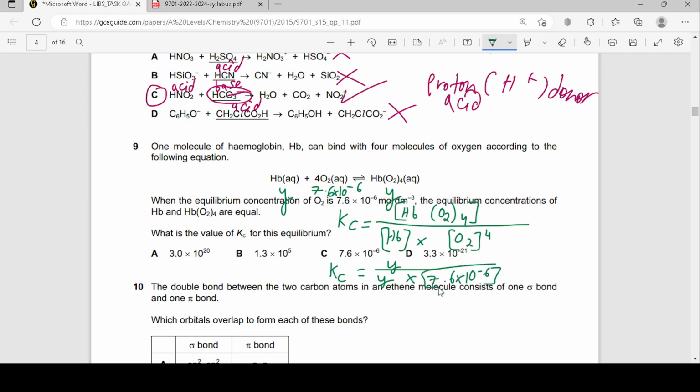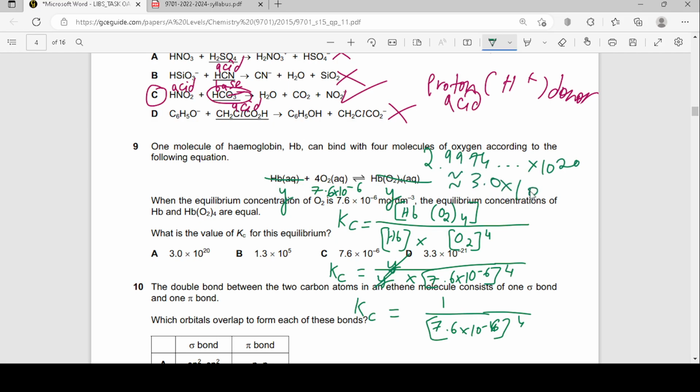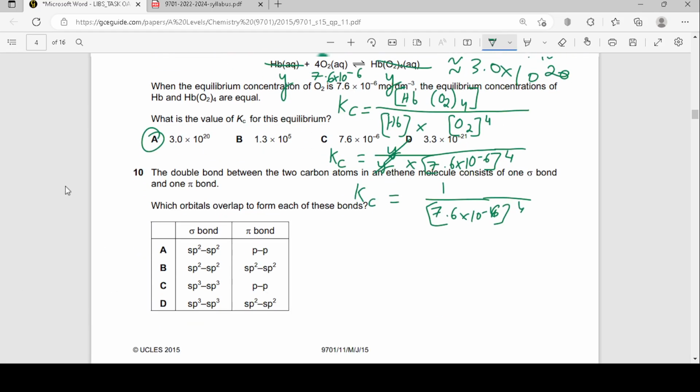For this question, I didn't even need to know the concentrations of Hb(O2)4 and Hb because they just cancel out, right? Because they're equal. And that's the beauty of the question. So then my Kc is just 1 over (7.6 x 10^-6) to the power of 4. Okay, so I'll just do that calculation. What do I get? I get 2.9974 x 10^20, which is approximately 3.0 x 10^20, which is option A. Okay, so that's my answer.